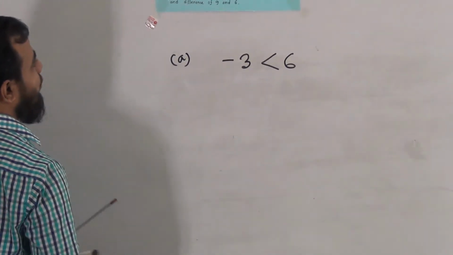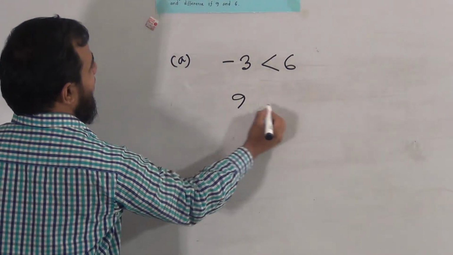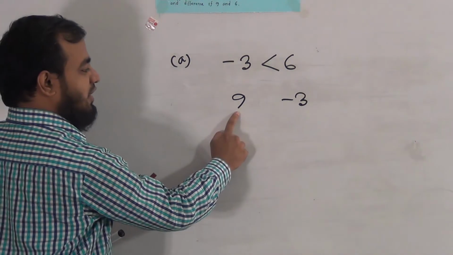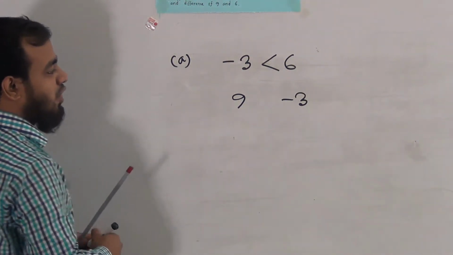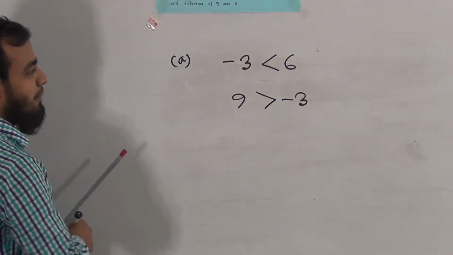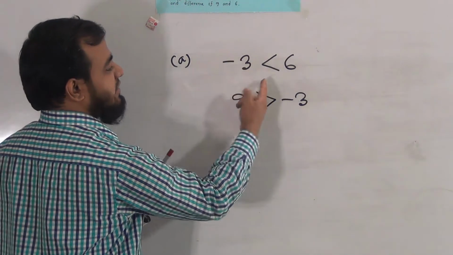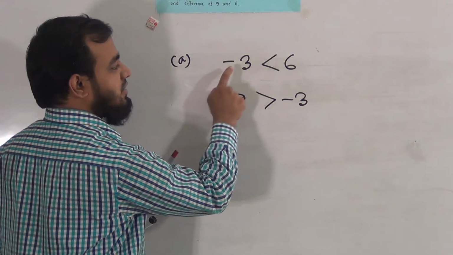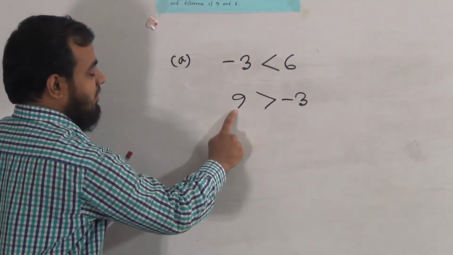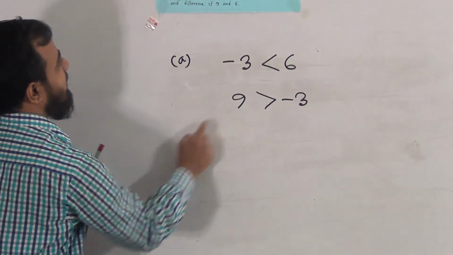Okay, the next one is 9 and -3. Which one is greater? 9 is greater, and the greater number is on the left side. That is why we should use the greater sign here. Whichever number appears on the left side, we will use that sign. If the left side has -3, the lowest number, we would use a smaller sign. Here we use the greater sign because 9 is greater.